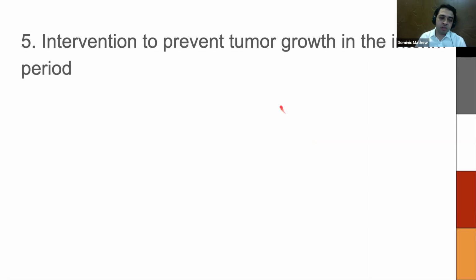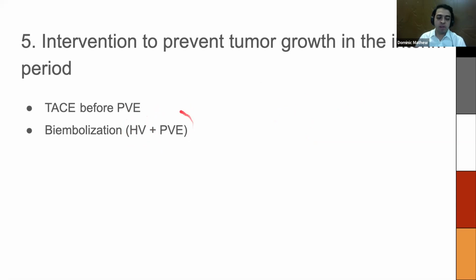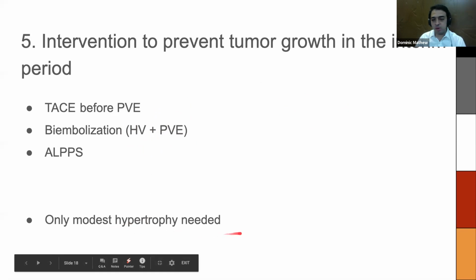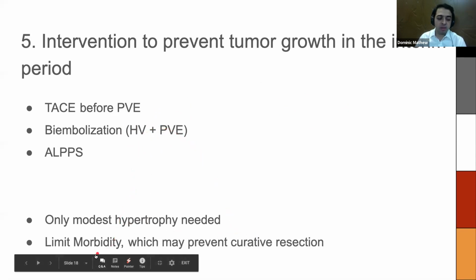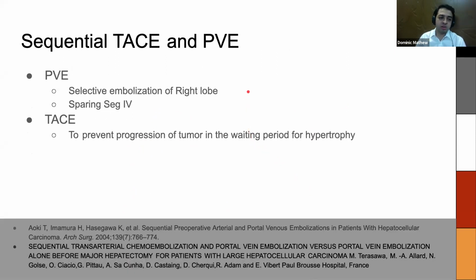So then we had to deal with this question: could we do anything to prevent tumor growth in the interim period while waiting for the FLR regeneration? The options were a TACE before the PVE, a bioembolization, that is hepatic vein and portal vein, or an ALPPS. But in this case, we only needed a modest amount of hypertrophy, and we wanted to limit the morbidity, which may prevent a curative resection. So we decided to proceed with a sequential TACE and PVE. The PVE was a super selective embolization of the right lobe, and we planned to spare segment 4. The TACE would be done just to prevent the progression of the tumor in the waiting period.